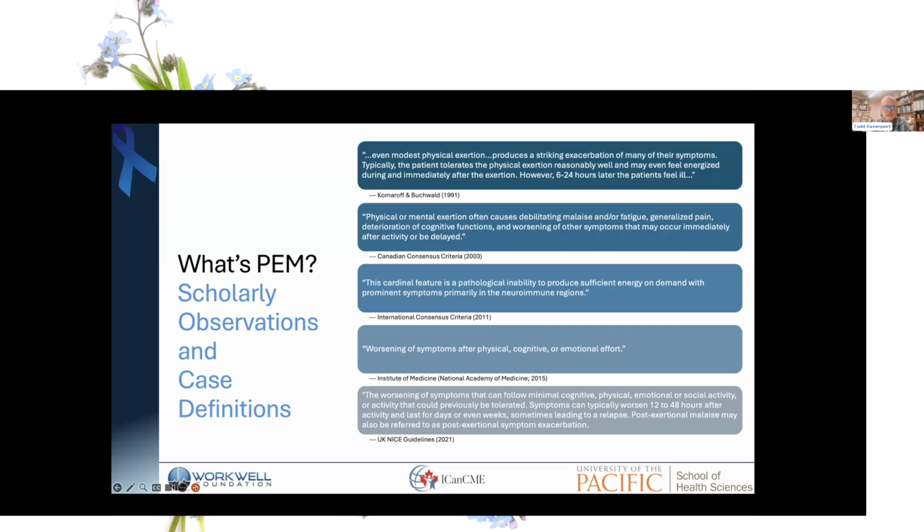The Institute of Medicine later provided a simple explanation of a worsening of symptoms after physical, cognitive, or emotional effort. And then the UK NICE guidelines most recently talked about the worsening of symptoms following cognitive, emotional, or social activity, or activity that could previously be tolerated. Symptoms have a delay of 12 to 48 hours after activity and can last for days or weeks, sometimes leading to a relapse, sometimes never improving.